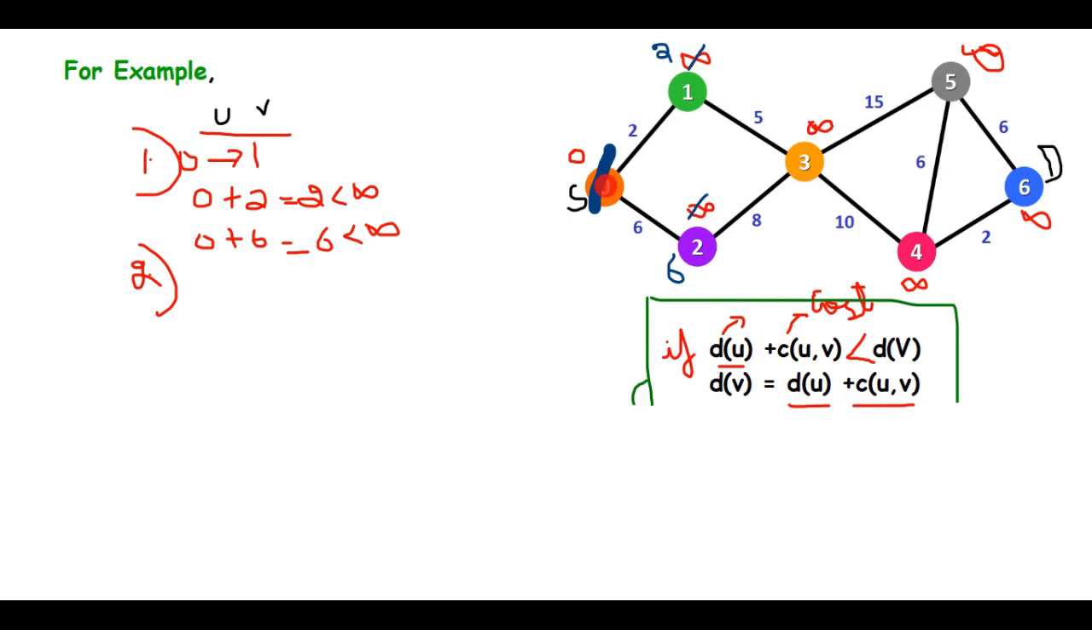suppose you compare: you have traversed from 0 to 1 and you have got your value as 2, and you have traversed from 0 to 2 and you have got your value as 6. So here if you take the values 2 and 6, your 2 is the shortest distance among them, which means now you have to start taking from 1.